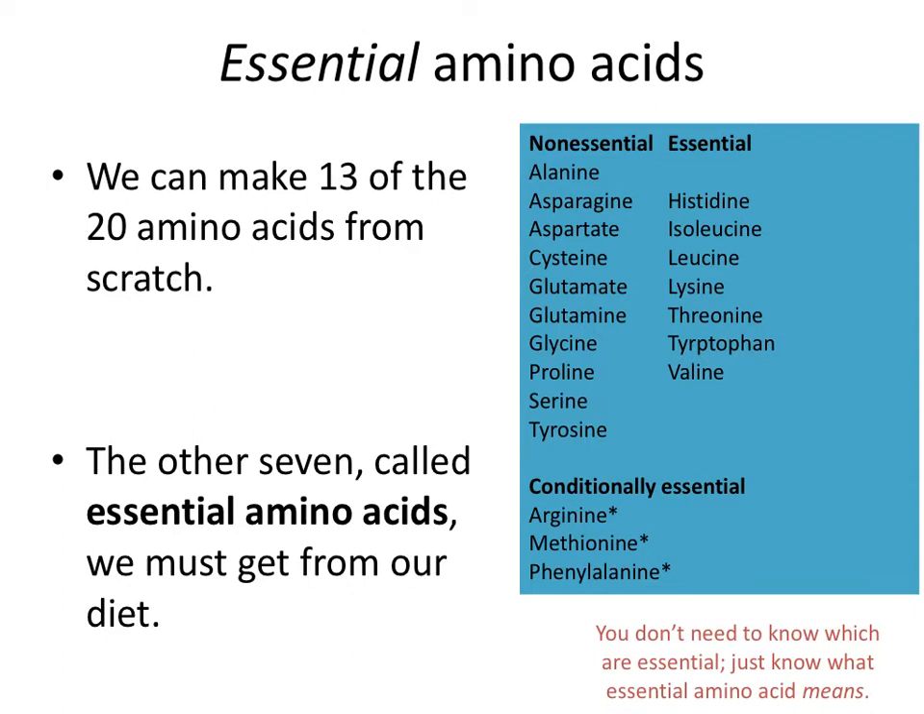It turns out that we can make 13 of 20 non-essential amino acids. In other words, we don't have to go out and eat something to provide them. And then there's these others that are essential amino acids. There's about 7. And all told, there's 20 amino acids that life uses.